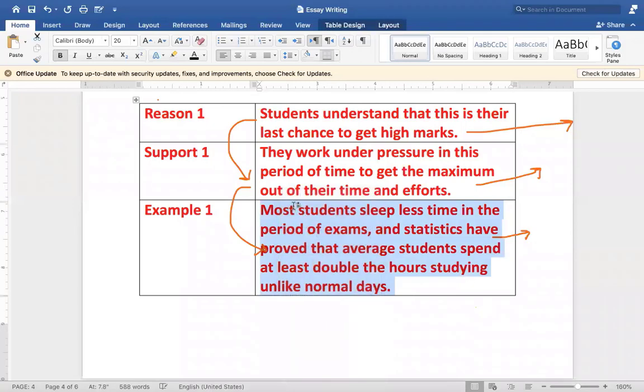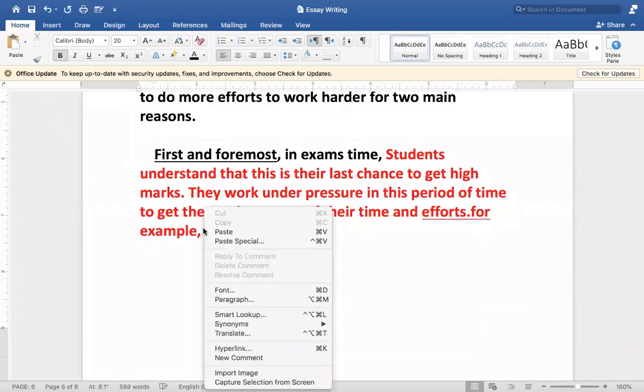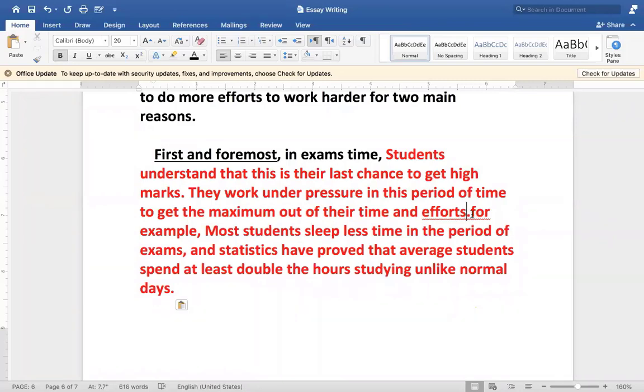Isn't this an example? I want to put an example here. So how will I make him understand that it's an example? What transitional signal can I use here to show that this is an example? Hey guys, what can I use? For example, maybe. Such as. Example. And then I paste it here. For example. What does "for example" do? It shows the examiner or the reader that I'm providing an example here. So as you can see, I'm linking my ideas. First and foremost, the first reason. Here I supported it. Here I provided an example, and then I completed.